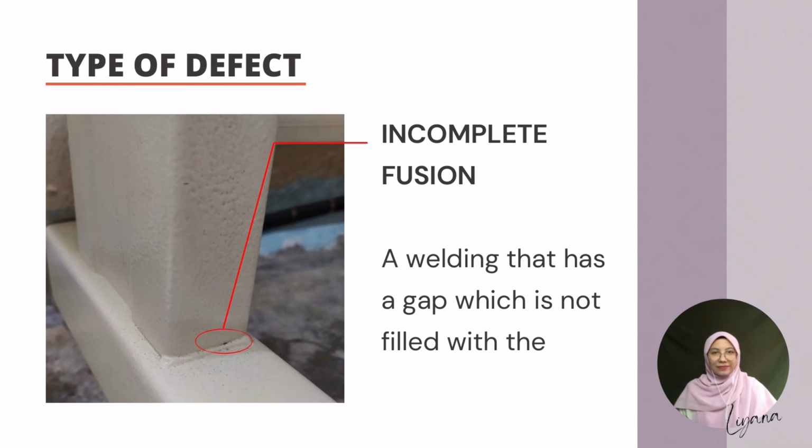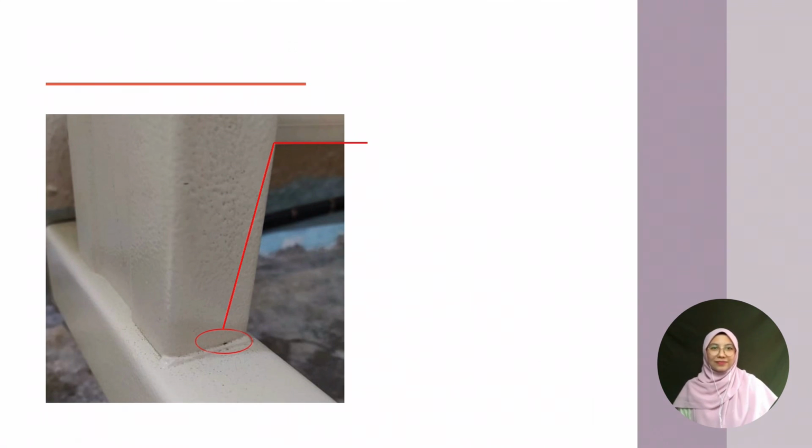I'm going to explain the defect and the cause of it. So if you look in the red circle on the figure, there is a gap or a hole which is not filled with the molten metal. This type of defect is called incomplete fusion.